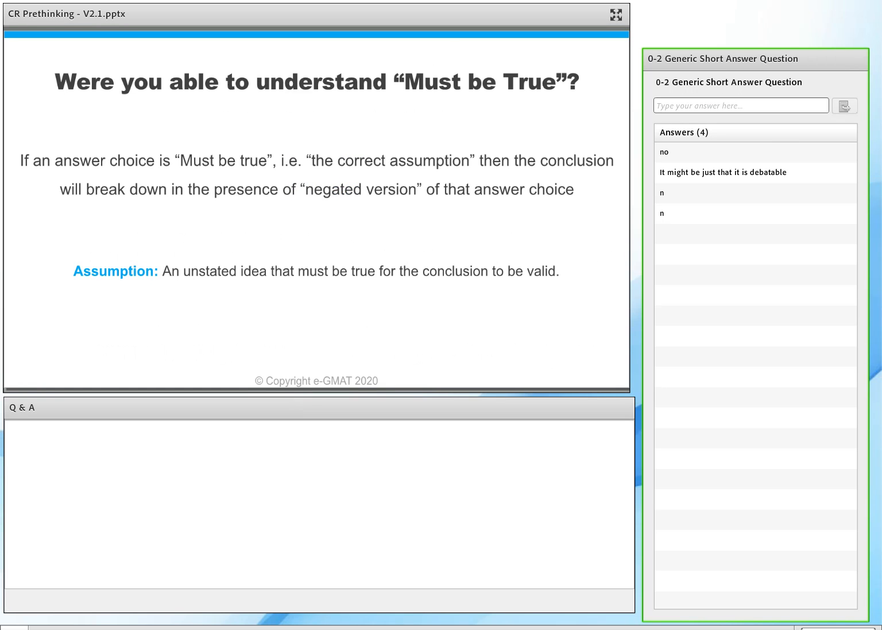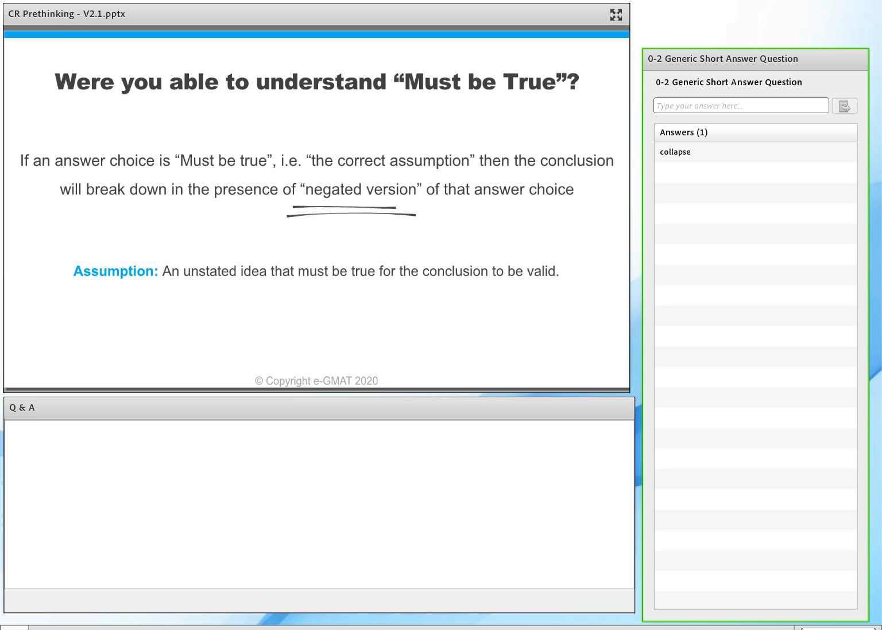Okay, so coming back to this, if an answer choice is must be true, then the conclusion will break down in the presence of the negated version of that answer choice. That's kind of the notion of it, right? Think of it as that essential pillar. If you go back to the house and you remove pillar number 2, what would happen to the roof? It will collapse. So removing the pillar is the presence of the negated version.